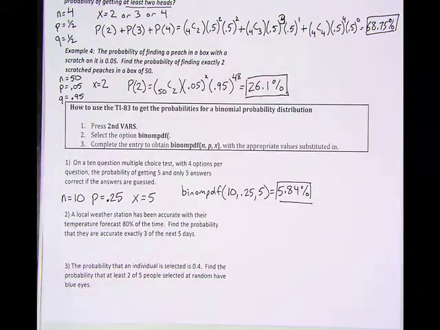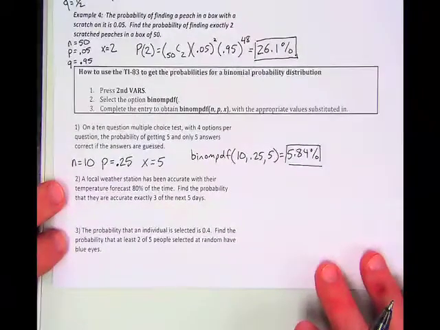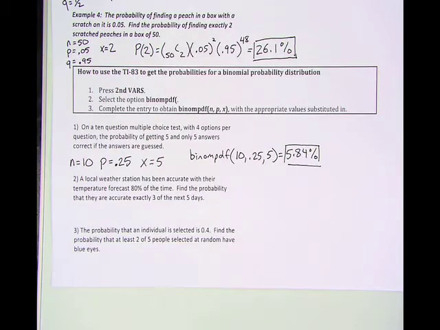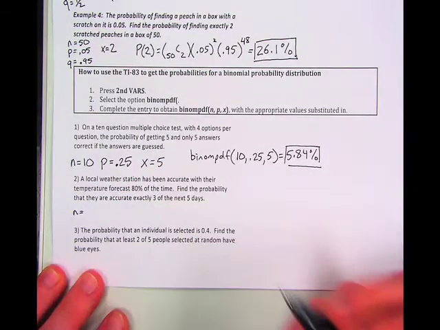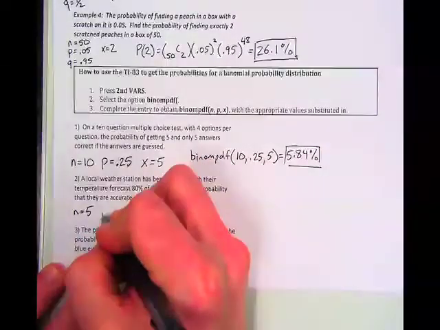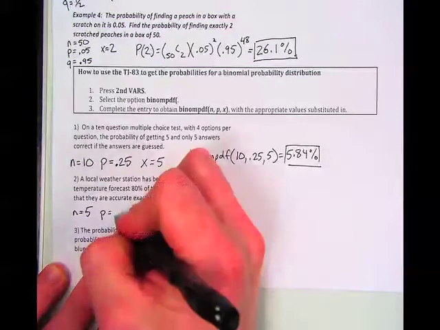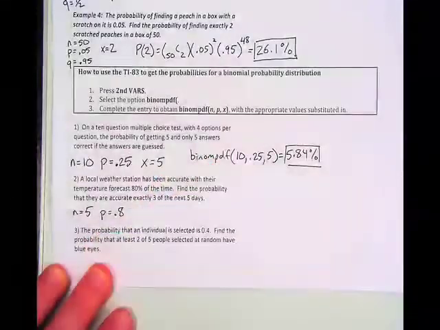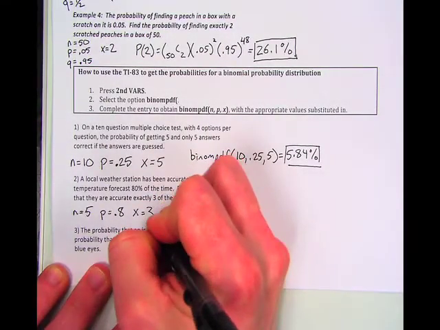So now we're just going to go through the next 2 examples pretty quickly. A local weather station has been accurate with their temperature forecasts 80% of the time. Find the probability that they are accurate exactly 3 of the next 5 days. So when we're looking at this, N is going to be, well, the number of trials, so 5 days. P is the probability of success. So they were 80% successful. We're going to change that to a decimal, 0.8. And X is the number of successes we're looking for, and that's going to be exactly 3.